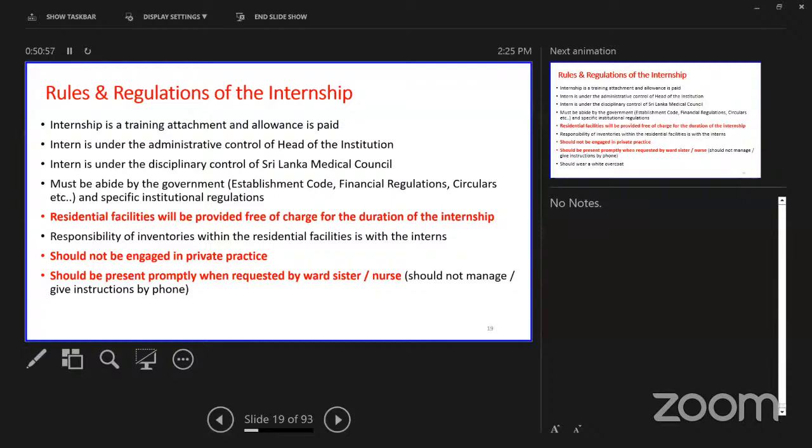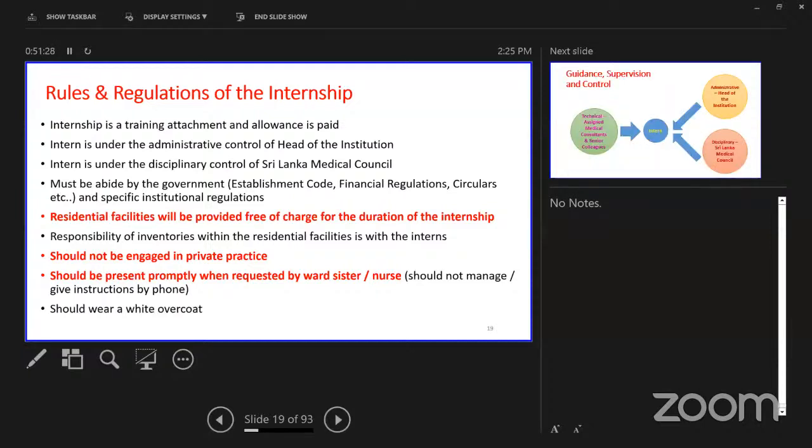Then another important aspect: you should be present promptly when requested by a ward sister or a nurse. You should not manage or give instructions by phone. It's a very important thing regarding the internship. And you should wear a white overcoat. This is mentioned in the guidelines of the internship. Whether you are wearing a white coat or not, you should be properly dressed, suited to a medical professional. So that's the basic information that should be given.